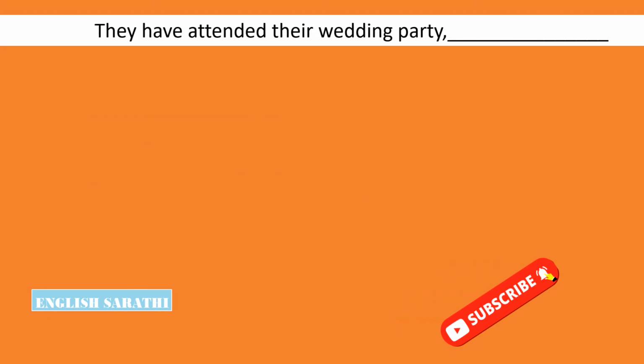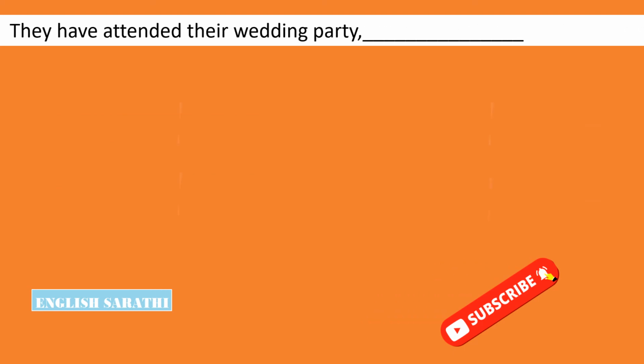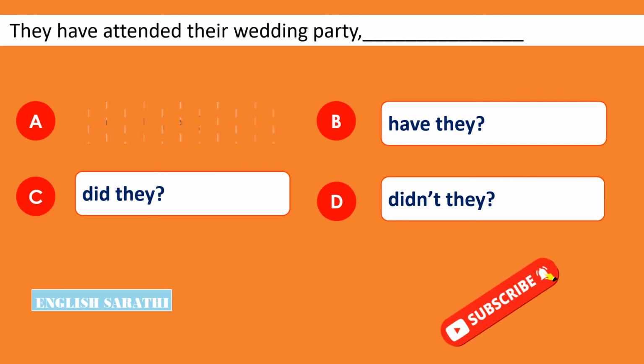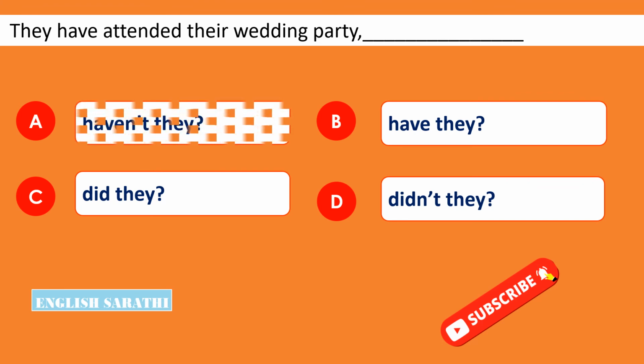They have attended their wedding party. Look at the following options. Option A, haven't they? Option B, have they? Option C, did they? Option D, didn't they? The right answer is option A, haven't they? They have attended the wedding party, haven't they?